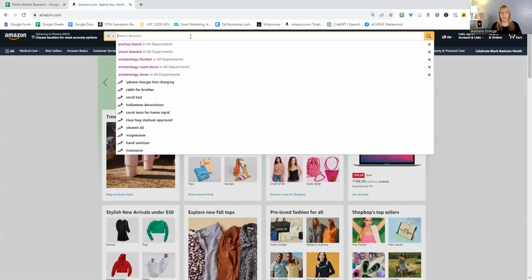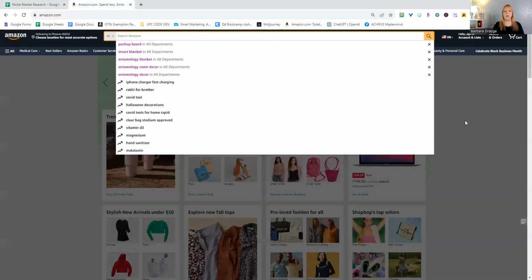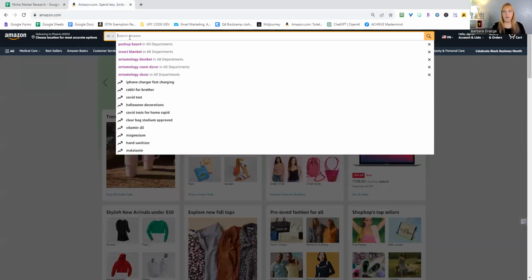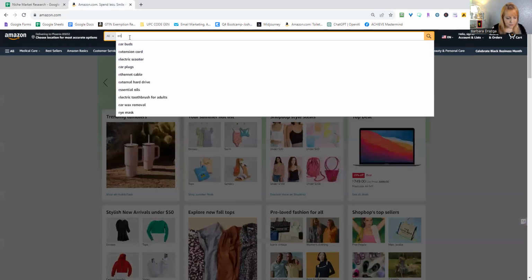So I start by using Amazon's predictive search, and Amazon is really starting to expand this out. Now, predictive search used to be where you start typing in a keyword, and we'll start with entomology. And keep in mind, I love putting keywords in my backend that are misspellings.